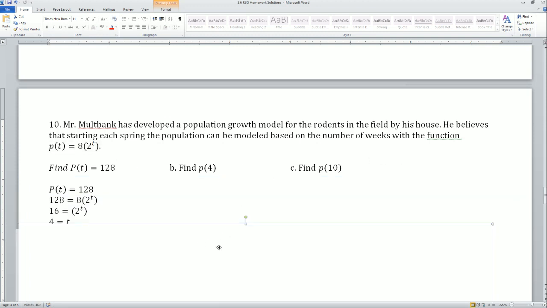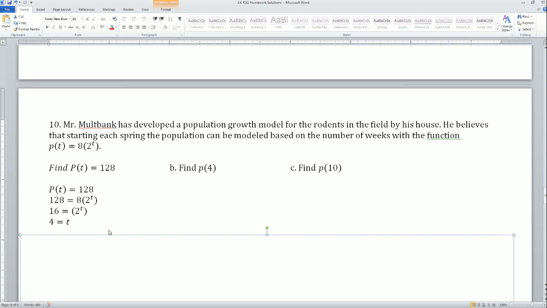Okay, so I show the calculation here. p of t equals 128, so that is a substitution of 128. Solve for t. After I divide by 8, I get 16 equals 2 to the t. You would have to guess and check. t would be equal to 4. So 2 times 2 times 2 times 2 will get you 16.